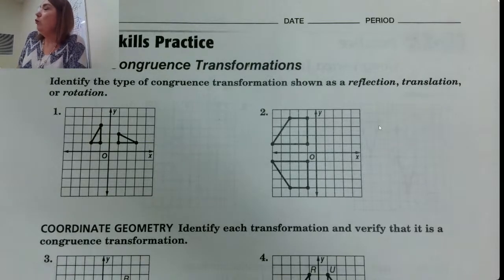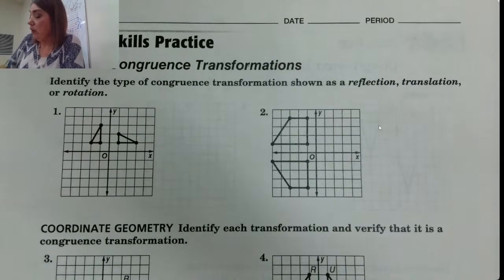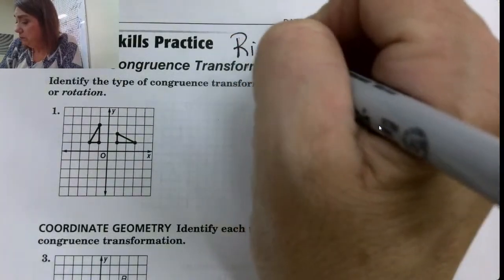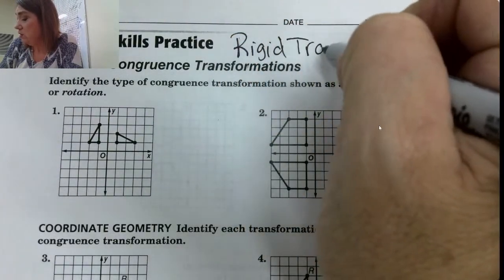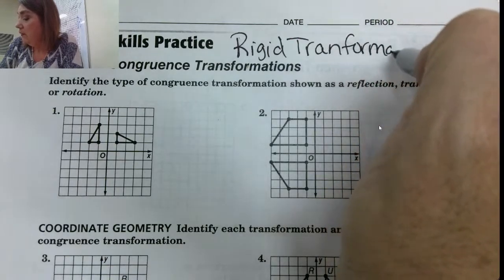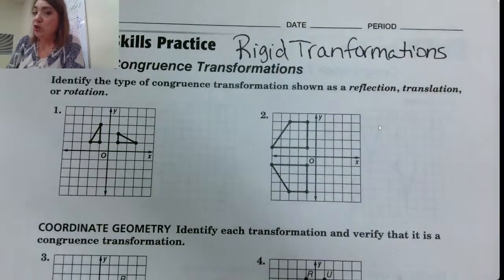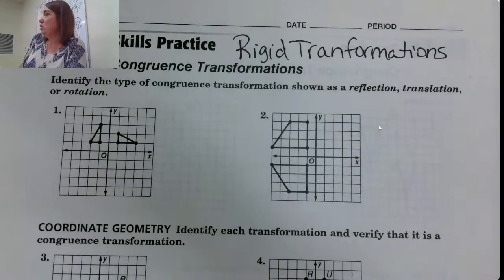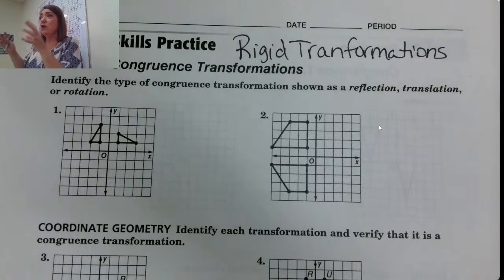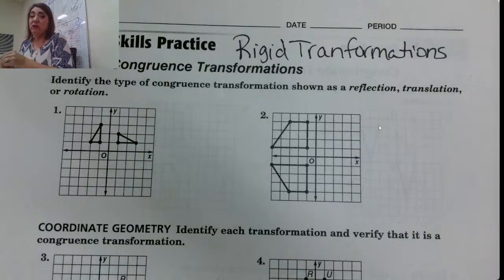Transformations are when you move something. And we are talking today about what are known as rigid transformations. Rigid transformations just means that the shape doesn't change in any way. It just shifts. It just moves around. A non-rigid transformation would be changing the size of the shape. We're not changing the size of the shape. We're just changing where it's located. That's what a rigid transformation is.